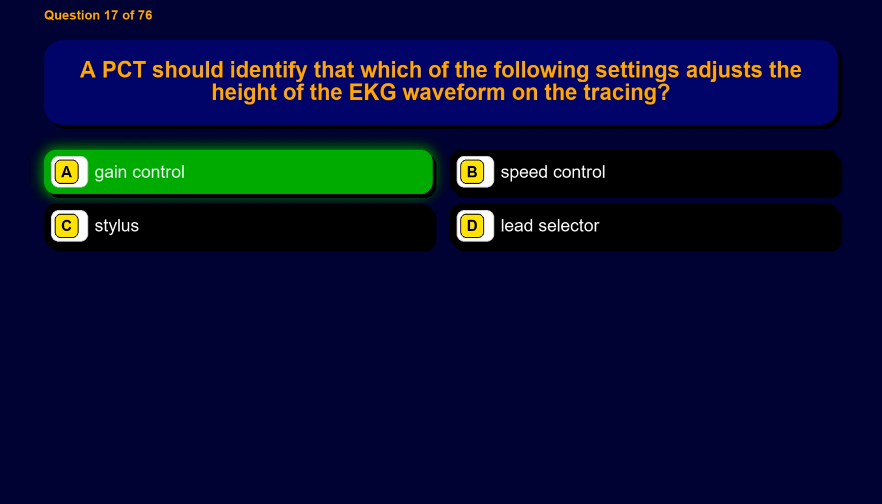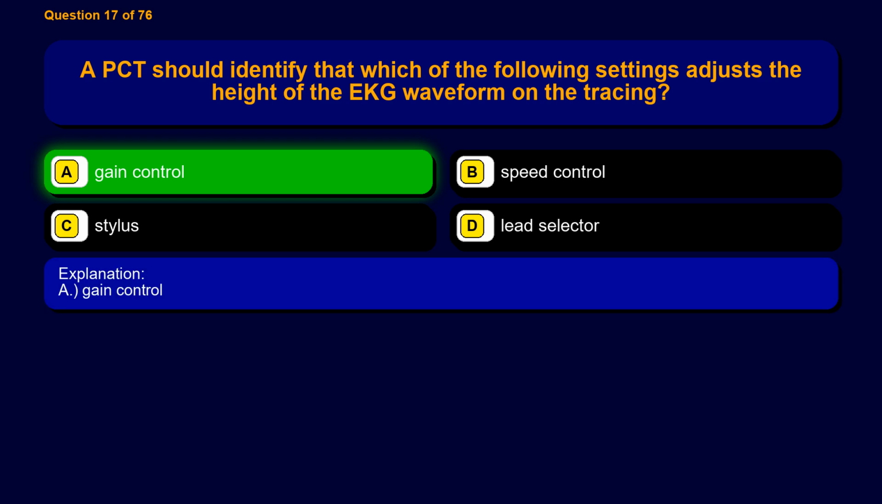The correct answer is option A, gain control.